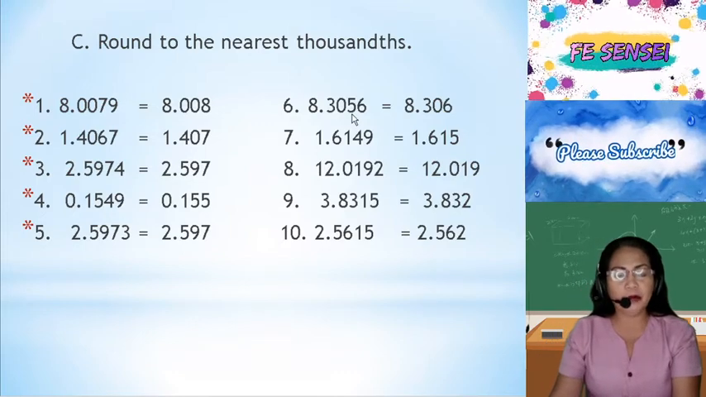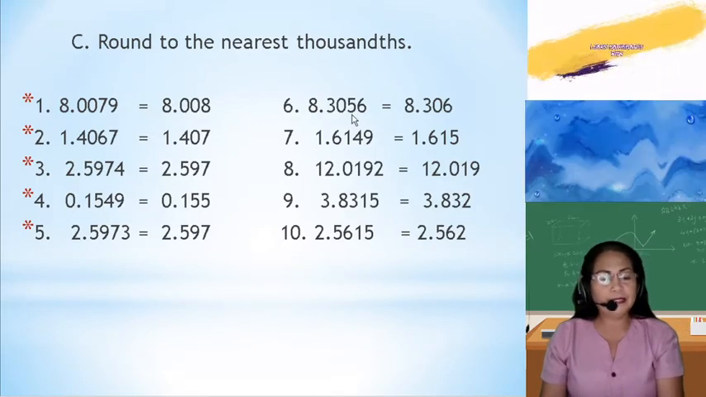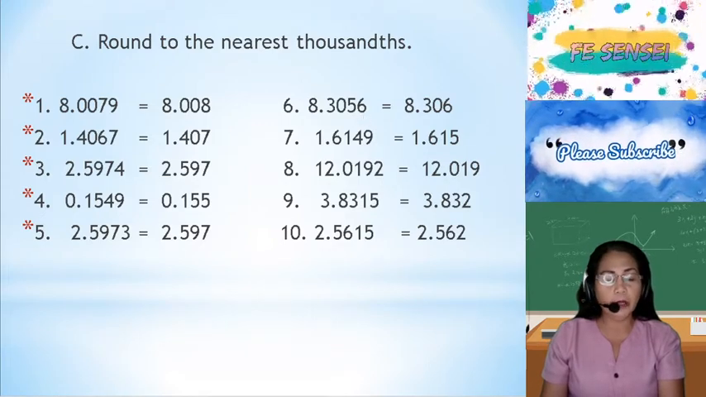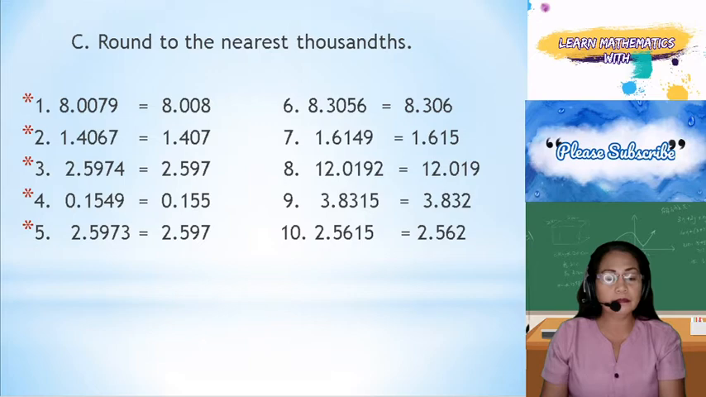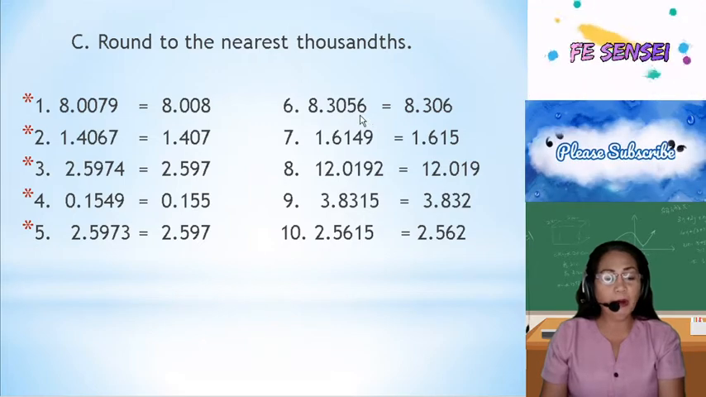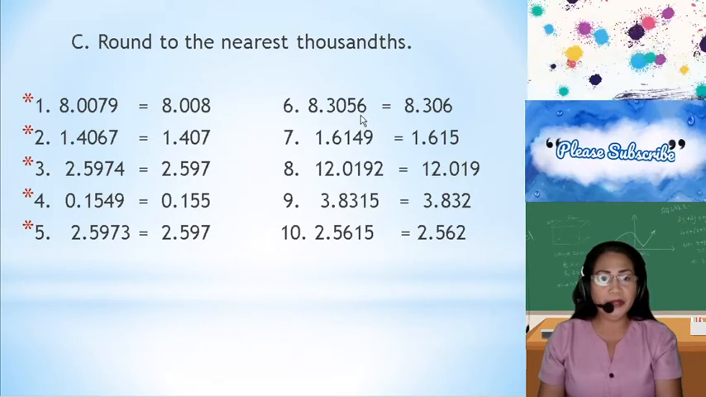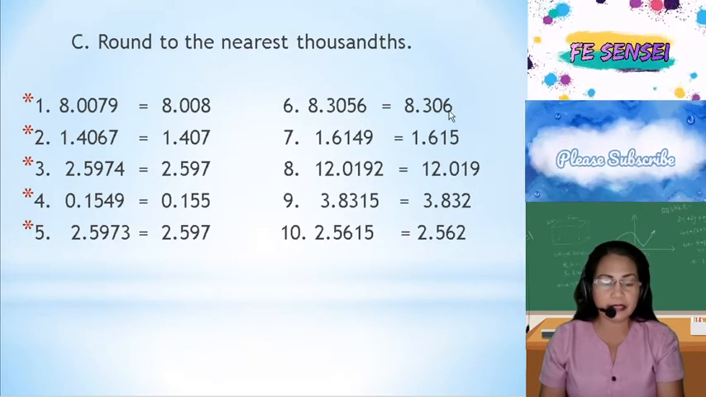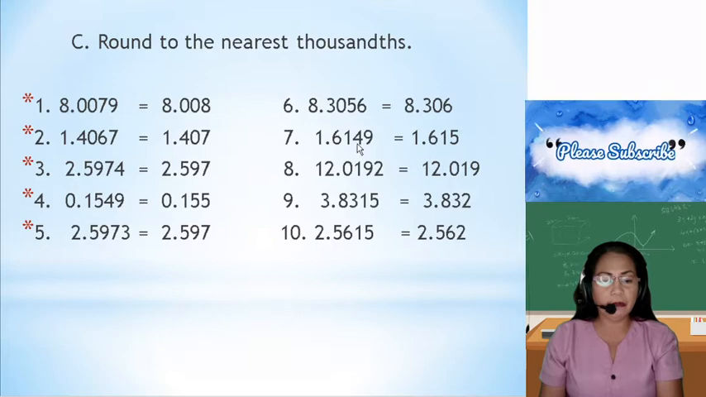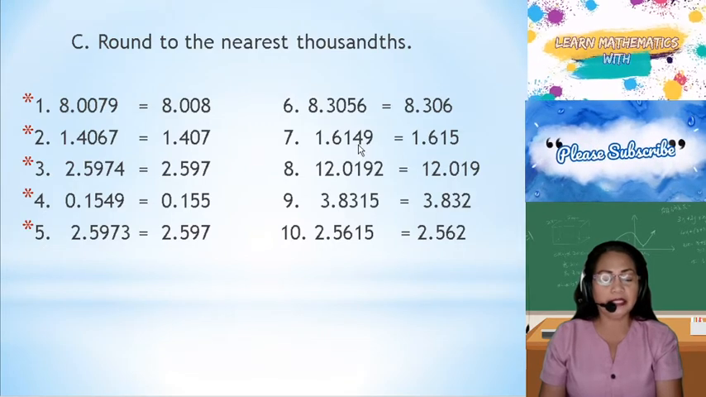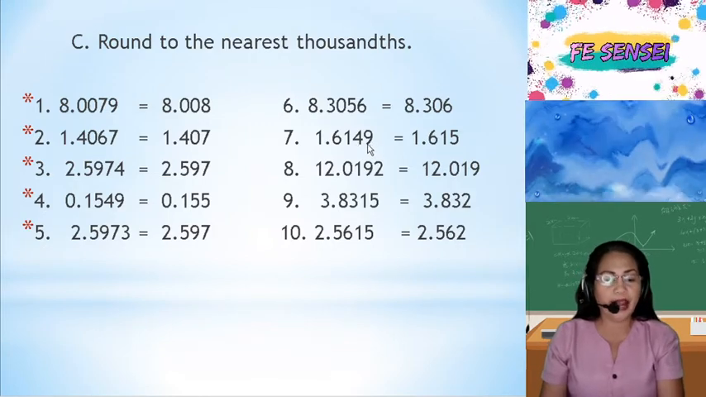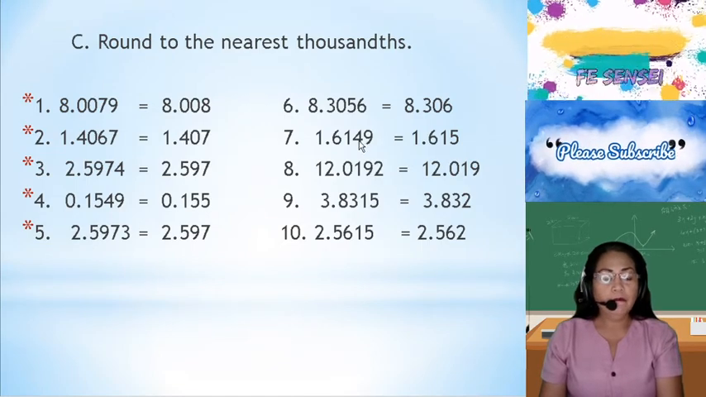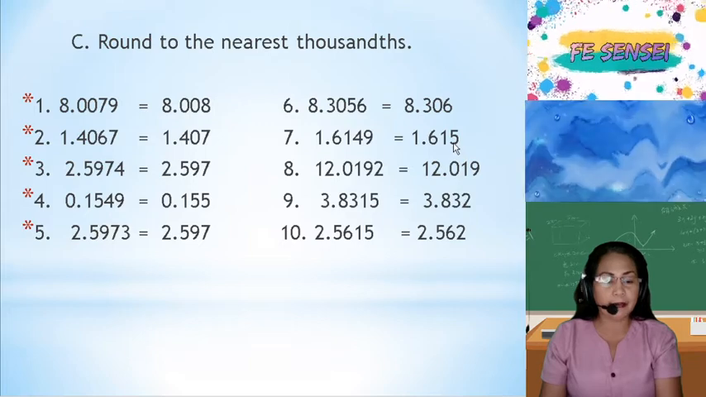Number 6, the number to be rounded is 5. The number to the right is 6. So it's more than 5. So it's round up. Add 1 to 5 and 5 becomes 6. Number 7, the number in the thousandths place is 4. The number to the right is 9. It's round up. So 4 plus 1 equals 5.